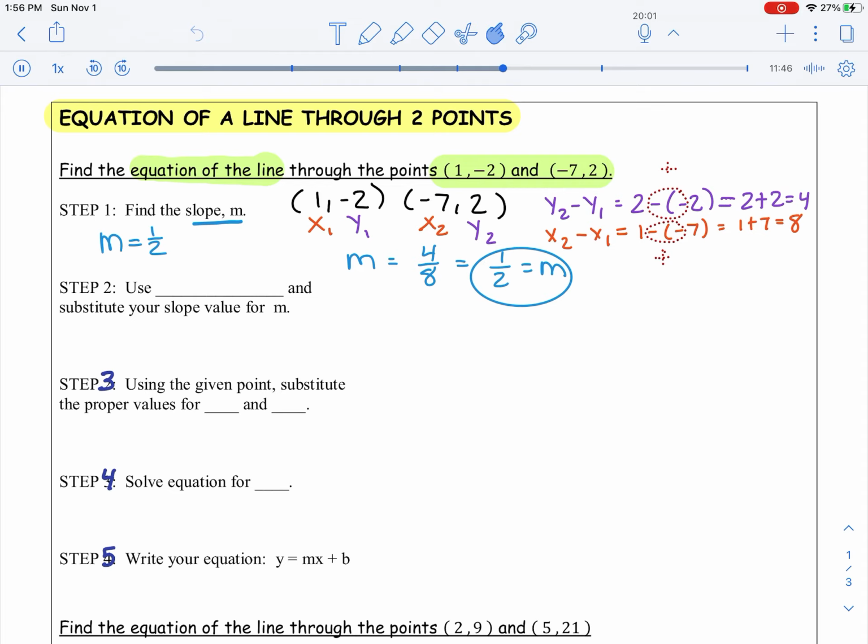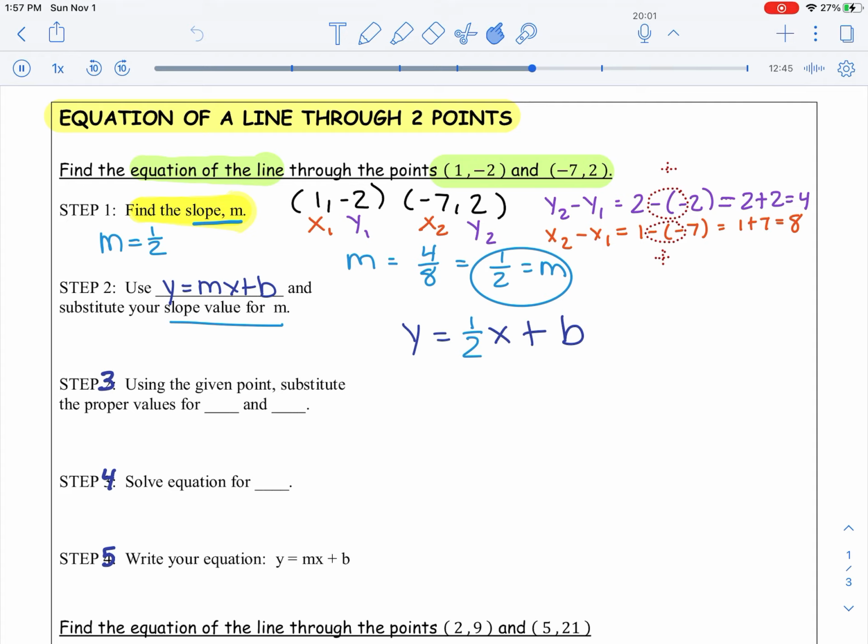Now here's the cool part. The rest of these steps should look really familiar to us because they're the exact same as the steps from the previous problems that we've done this week. So the only thing that changed is you had to actually calculate the slope, m. It was not given to you. But we practiced solving for slope last week. So here we go. Next step, use my equation y equals mx plus b and substitute my slope value for m. So y equals mx plus b is really going to become y equals 1/2 x plus b. Awesome.